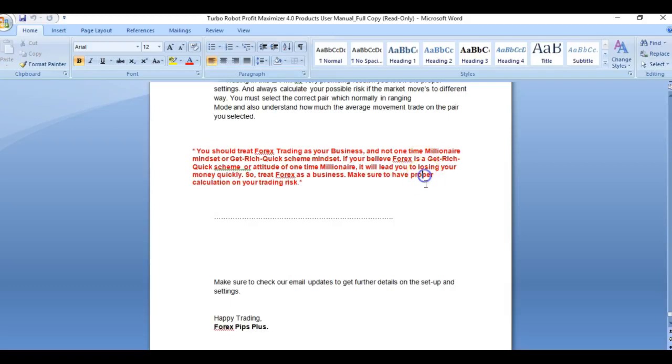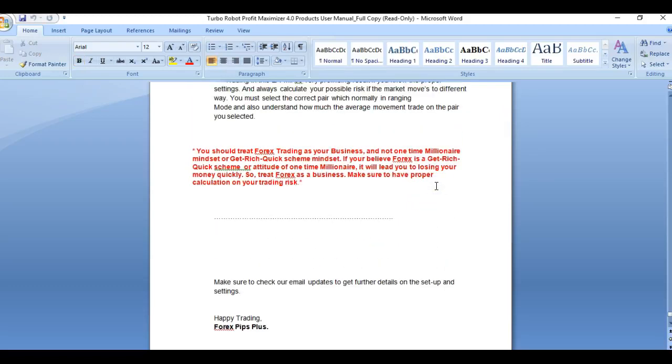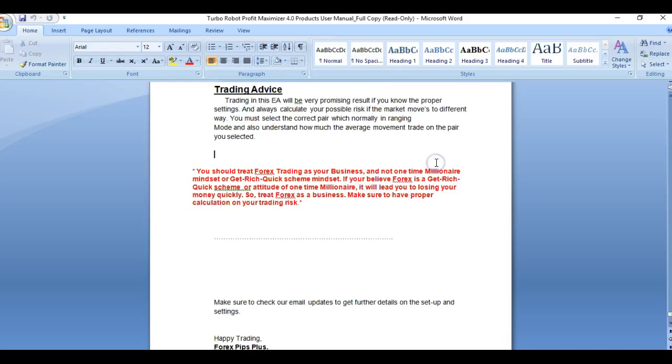So I hope you're not like that, and trade wisely and treat it as a business, like how many percent can I get if I have this capital. So using our robot we will give you the calculation, and the robot also will control you once you are on the losing side, something like that. All right, so no worries, I will be teaching you on that.